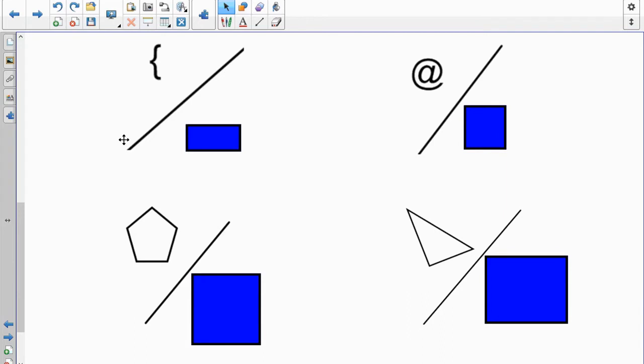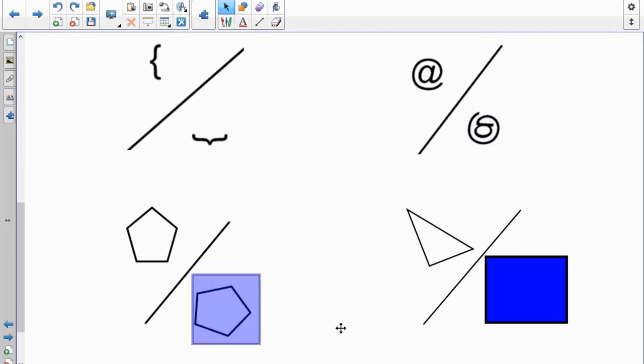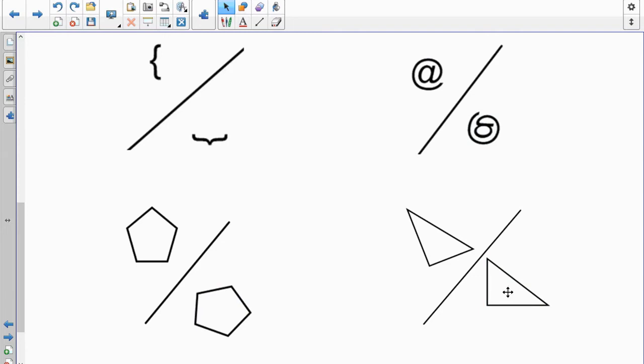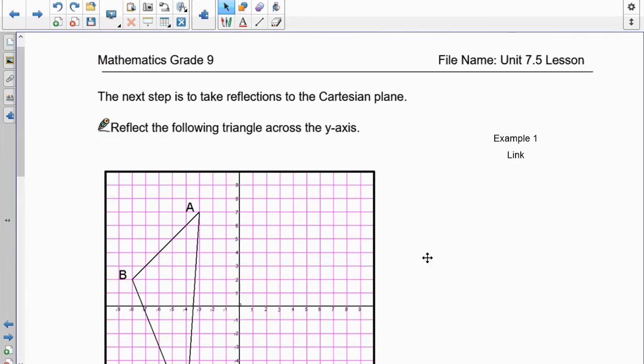Okay, so this here should look like that. This should look like that. This pentagon should look like that. And this triangle should look like that. Now I'm not perfect here because I was freehanding everything, but you get an idea. If you were to flip this over, it would match. So doing them freehand is difficult.